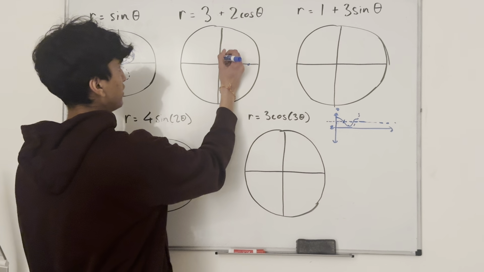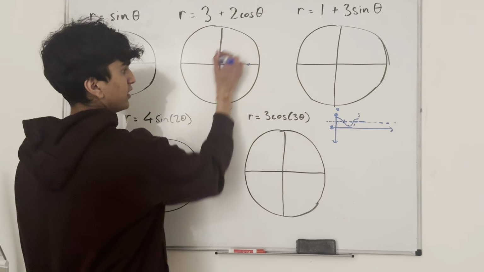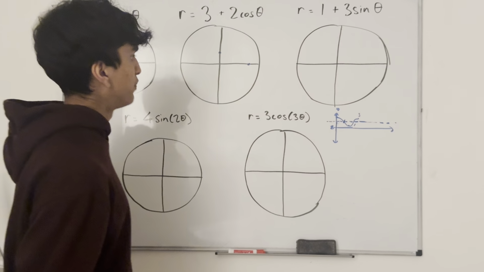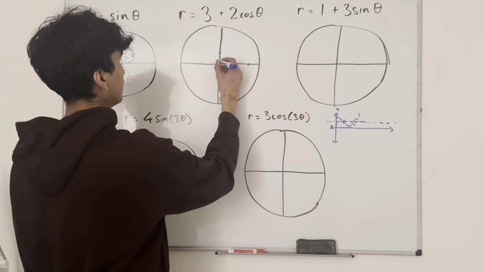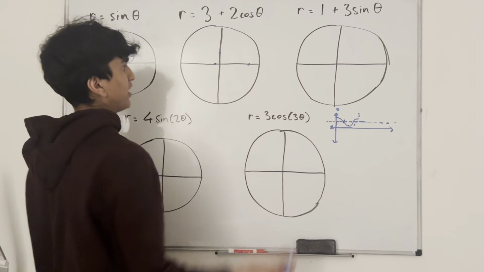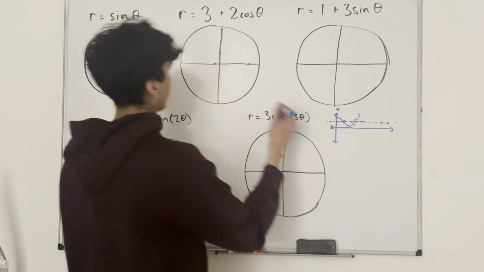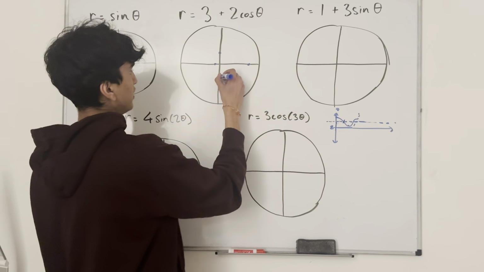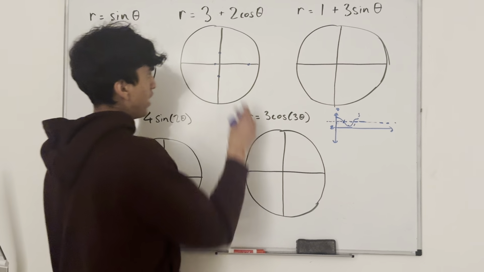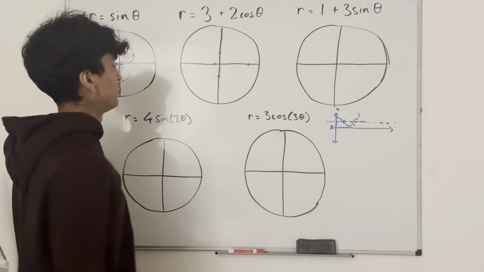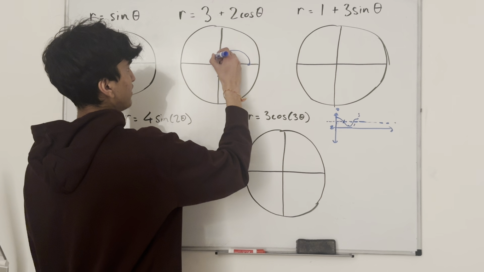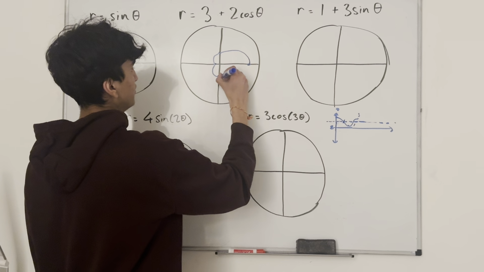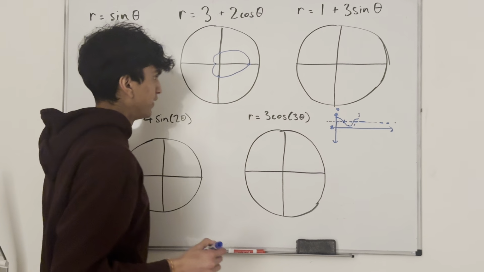So I would plot 3 right here. And then for pi, when I get to pi, it's at the minimum, which is 1. And then at 3 pi over 2, it's back to the midpoint, and then it's back to 5 after one full rotation at 2 pi. So I can imagine graphing this out, I get this kind of dimple in my graph, right?